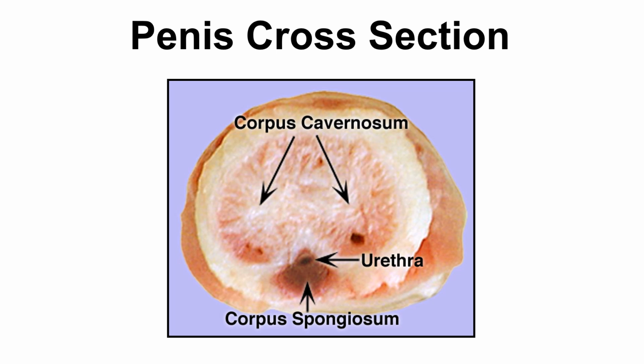So this is the actual cut portion of the penis. We can see here the corpus cavernosum. We also have the urethra and the corpus spongiosum.